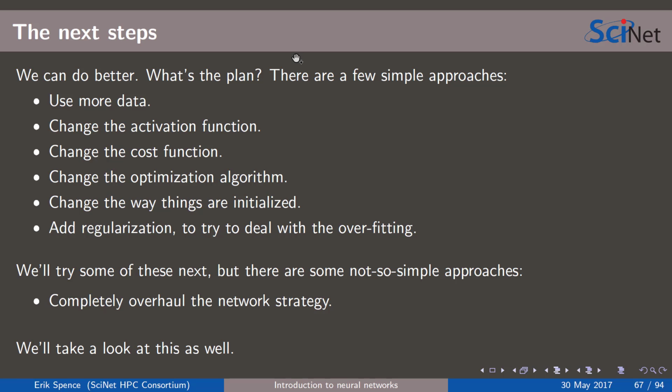2, we can change the activation function. We don't have to use sigmoid. There are others out there. 3, change the cost function. We don't have to use quadratic cost. Or the optimization algorithm can be changed. We can also change the way things are initialized. We're not going to talk about that. That's an entire branch of neural network science in itself.